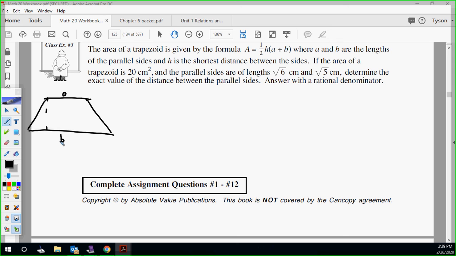So it says if the area of the trapezoid is 20, okay, well they told me the area formula is this. Oops, did not write B first. A plus B. Okay, and so then we know the area they told me is 20, so that goes here. So 20. So the parallel sides are root 6 and root 5. So that means I have 1/2 h times root 6 plus root 5, because that's what my A and my B are. Determine the exact distance between them.